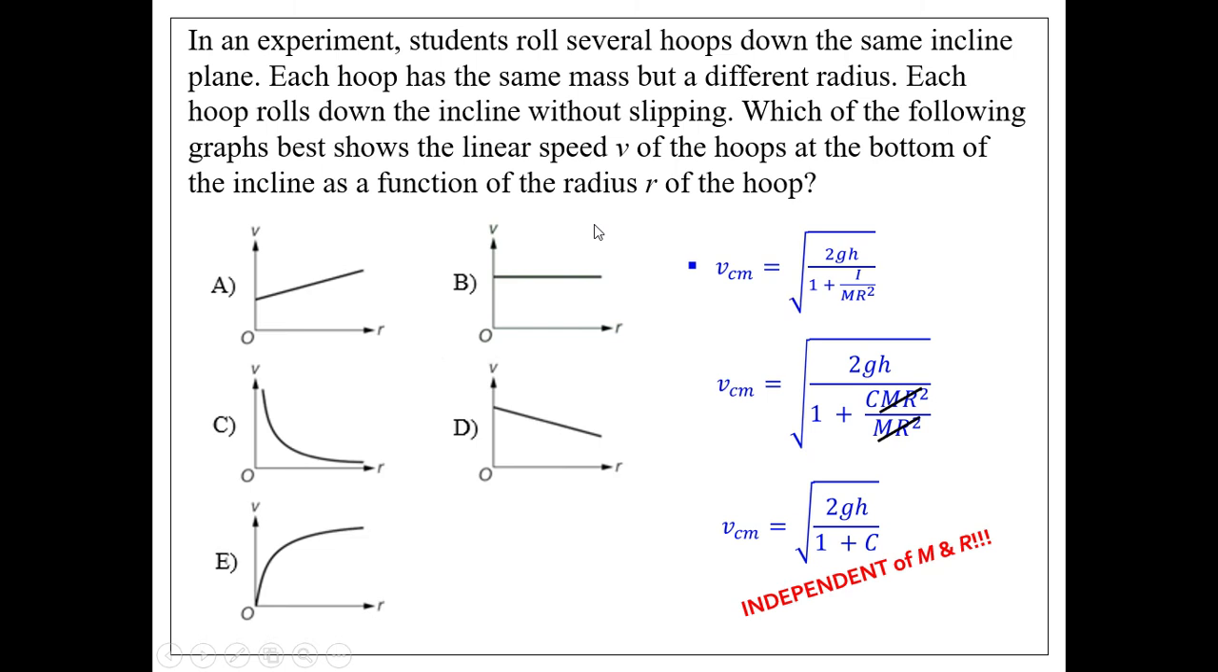So it doesn't matter the size of the hoop, as long as it's the same type of shape, being a hoop. All the C's are 1, right? So therefore, it doesn't matter. Your velocity is independent of r, meaning as r increases, v stays the same, because it does not depend on it. It doesn't change. So answer B would be your best choice, okay? When things don't change, you get a horizontal line.